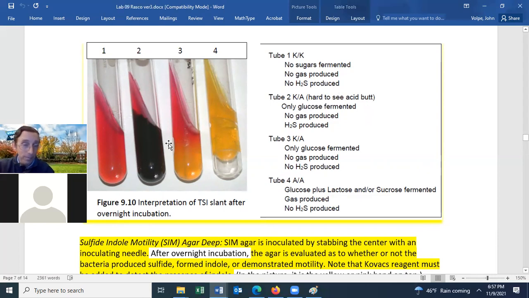So it's fermenting at least one of the sugars, and that sugar is either lactose or sucrose because it's black. Can it be glucose? I suppose it could be glucose. Sorry, it could only be glucose. And then it's red or uncolored here and yet yellow there. And that means that only glucose is fermented.